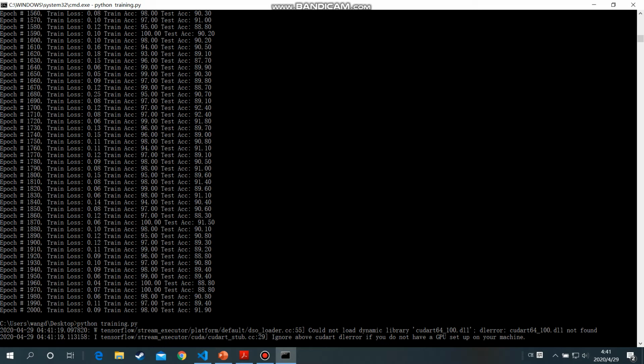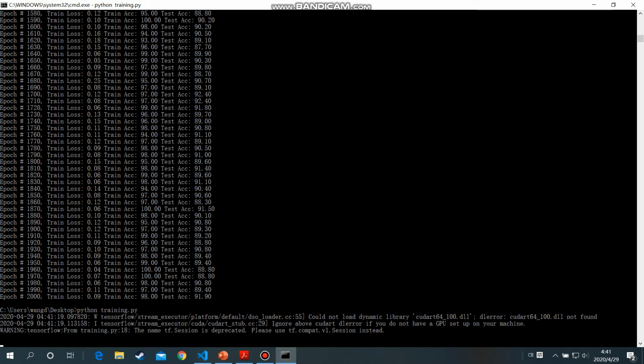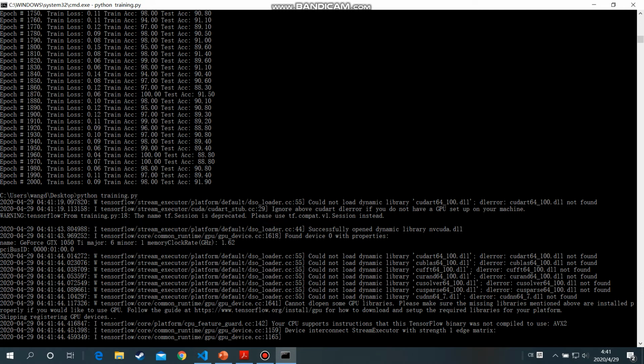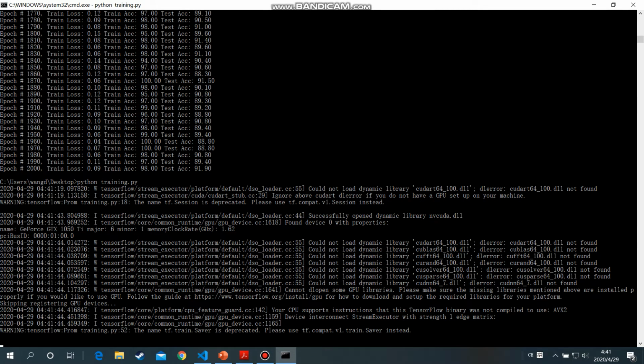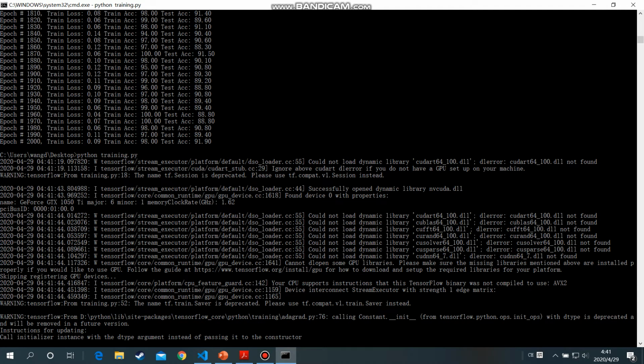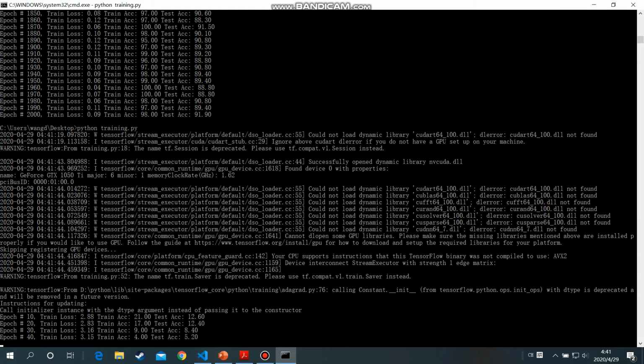Note that I didn't use GPU acceleration for TensorFlow because the environment is hard to implement. I spent a lot of time on it, but I still didn't make it. But the speed is still not very slow.